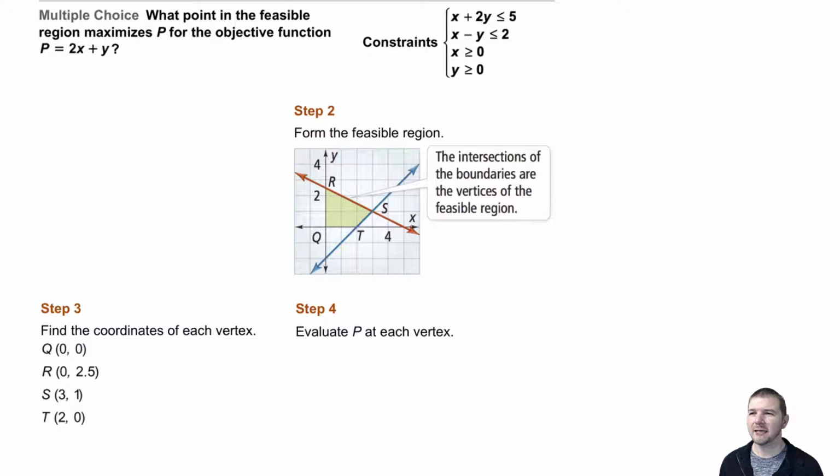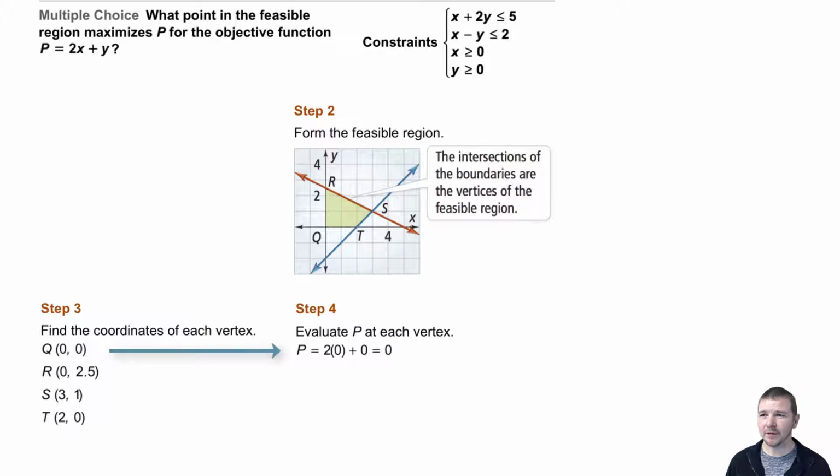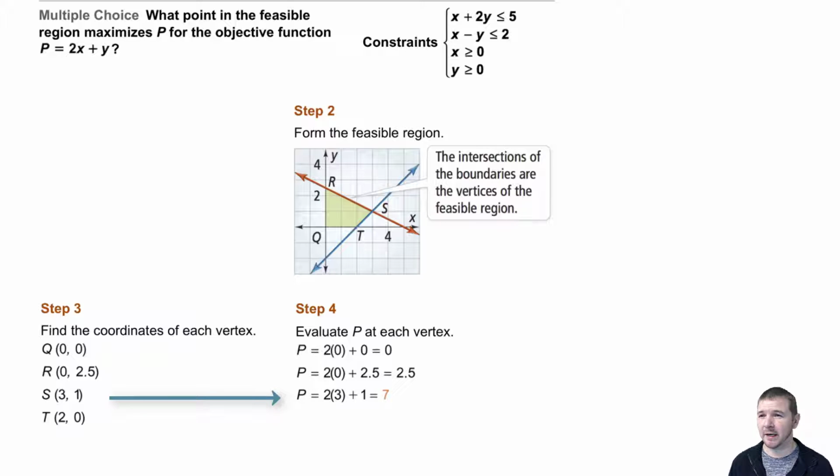Step 4, having identified the coordinates of each vertex, we'll evaluate P at each vertex. So we'll substitute in the ordered pairs for each of the points representing the vertices of the feasible region, those that we found in step 3. When we evaluate Q, we find that P equals 0. Evaluating R, P equals 2.5. Evaluating S, P equals 7. And evaluating T, P equals 4.